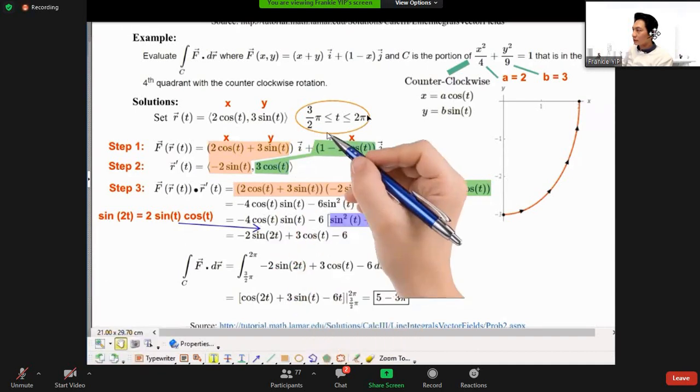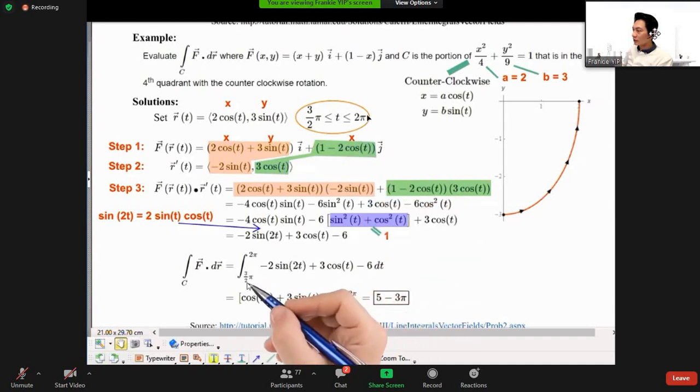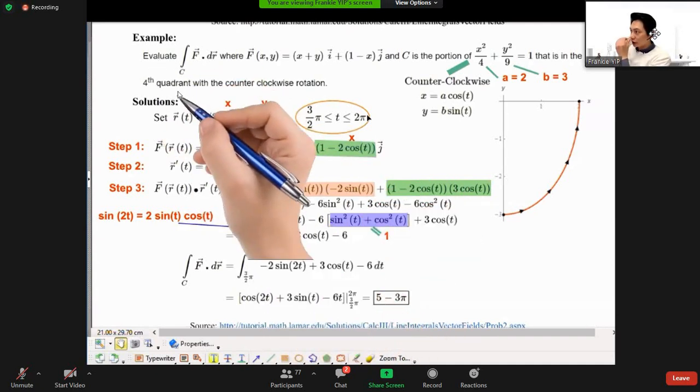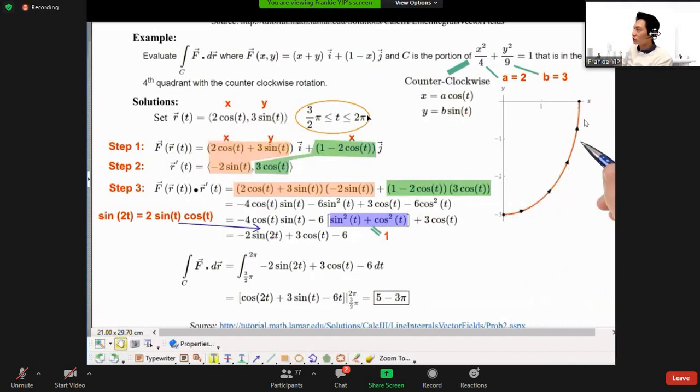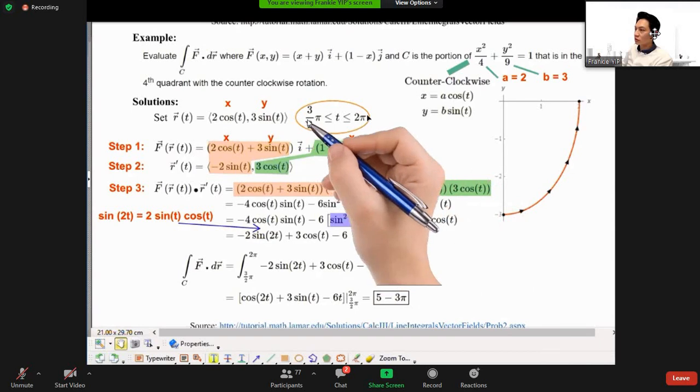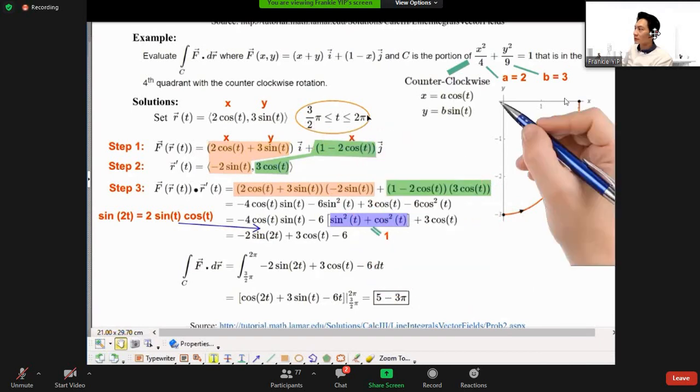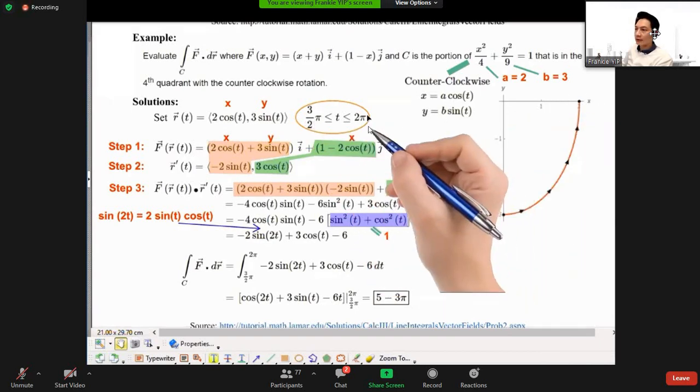How can I know the range is 3 pi over 2 to 2 pi? Because they have mentioned that it is in the fourth quadrant. The fourth quadrant should be from 270 degrees to 360 degrees. 270 degrees equals 3 pi over 2, and 360 equals 2 pi. Okay, got it?